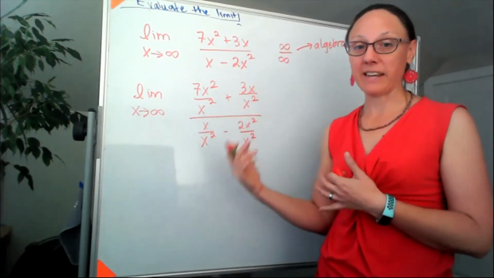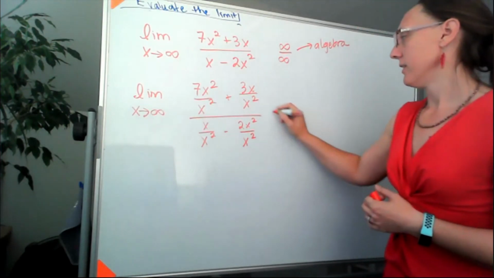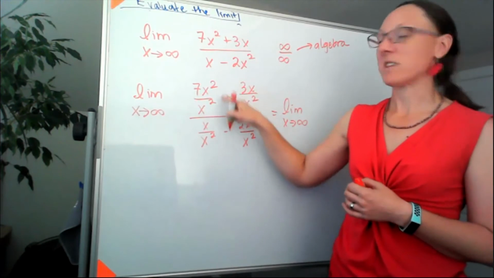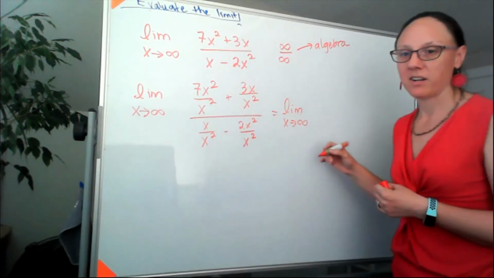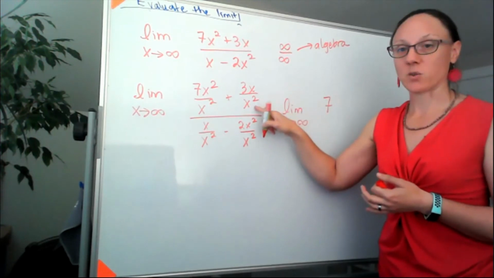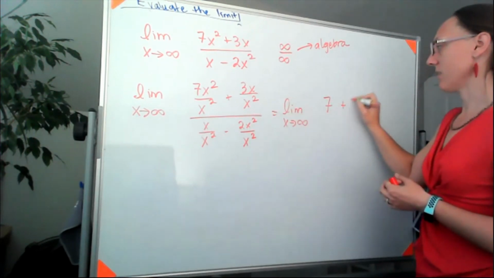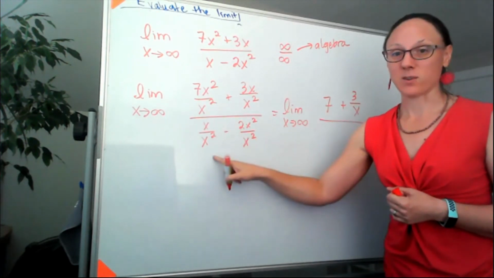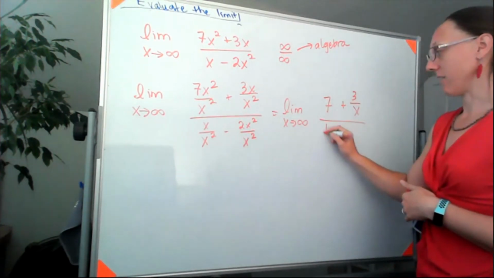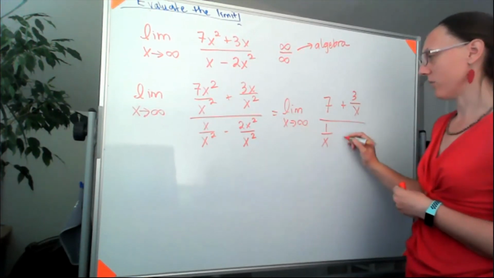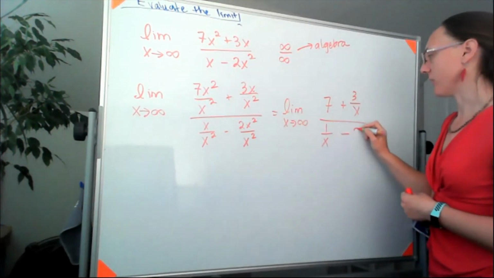I'm going to simplify each of those terms. So 7x squared over x squared, end up with a 7. 3x over x squared, one of those x's cancels, and I've got 3 over x. X over x squared, one of those x's cancels, and I've got 1 over x. And 2x squared over x squared, I end up with a 2.